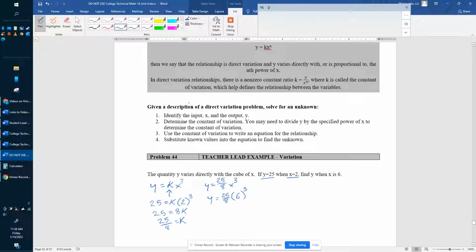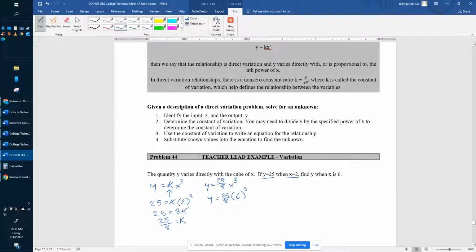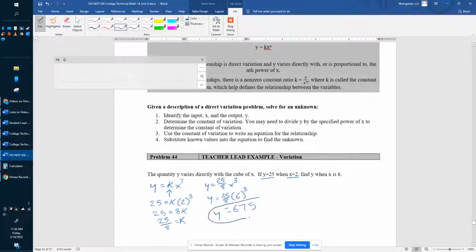I am going to need my calculator for this one, so we'll multiply that out. 6 cubed times 25 divided by 8. And we get y equal to 675. And that is our final answer.